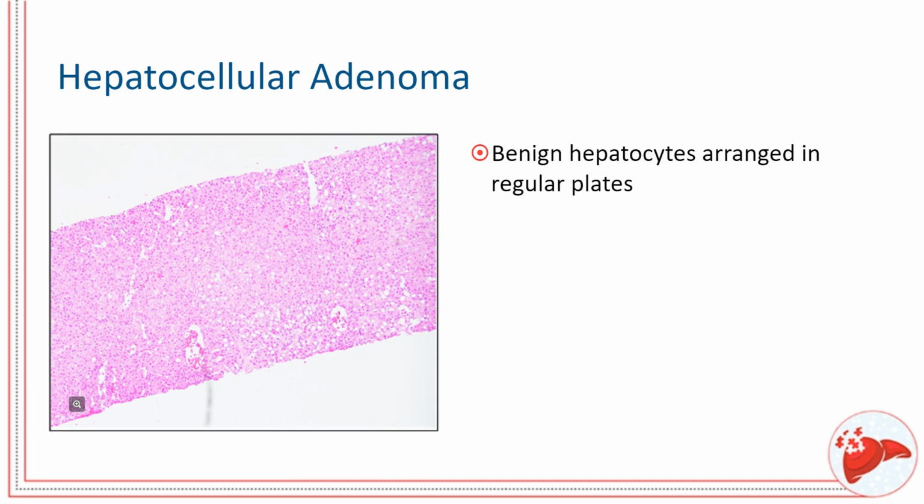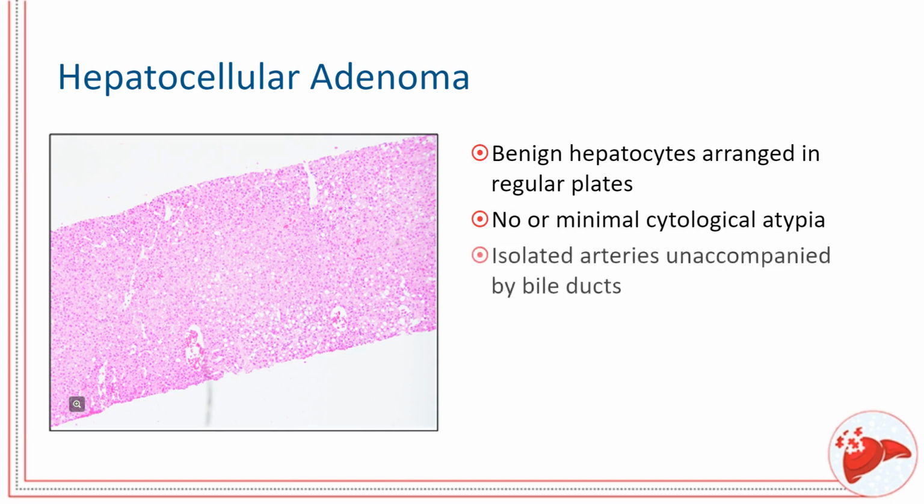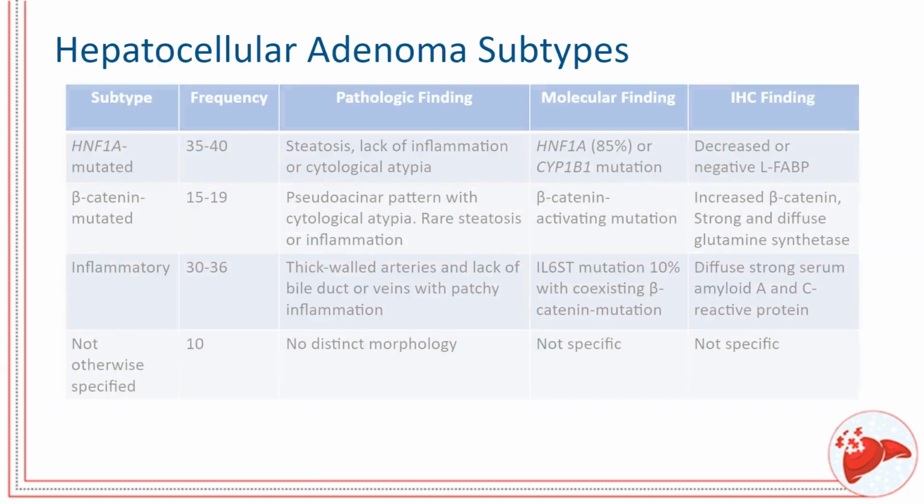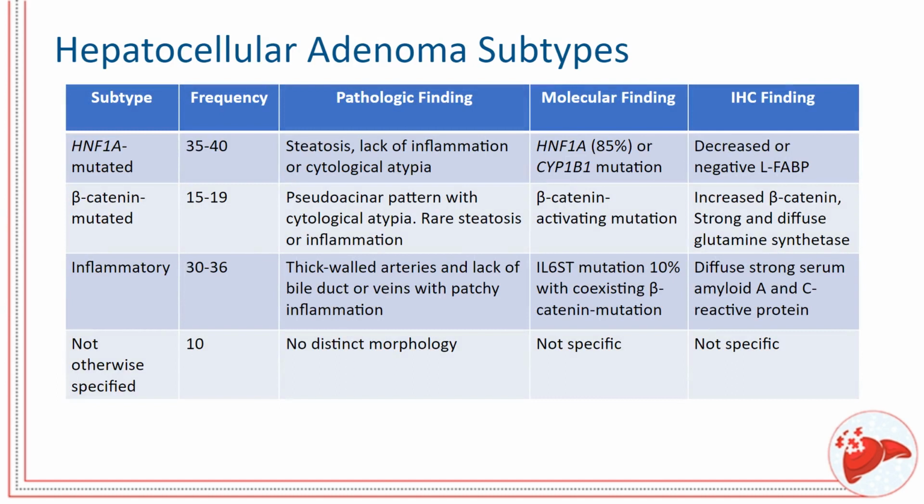regular plate that shows minimal or no cytologic atypia. It can show isolated arteries without accompanying bile duct. Hepatocellular adenoma can be further classified into different subtypes. Although morphologically they can show more or less atypia, the reticulin stain is intact, and morphologically they are different from the hepatocellular carcinoma.